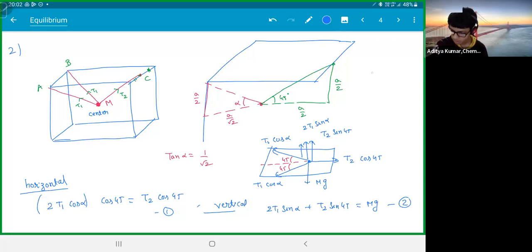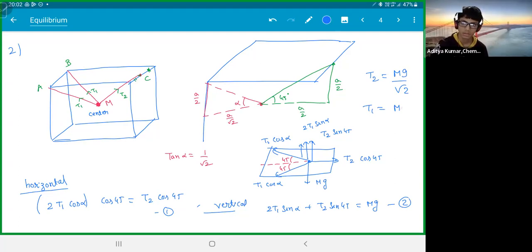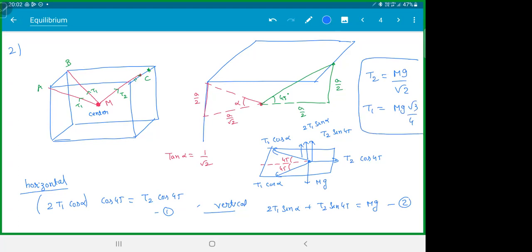Sir, T2 is mg by root 2 and T1 is root 3 mg by 4. T2 is mg by root 2 and T1 is? Root 3 mg by 4. Okay. Yasha got the same answers? Others, you can verify the answers. But these are the equations. From there, you can check it out.